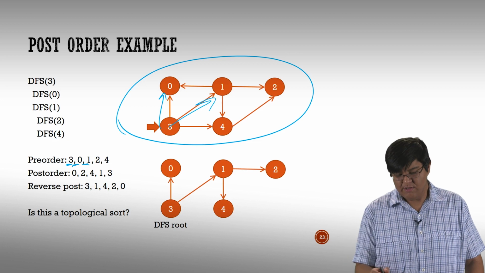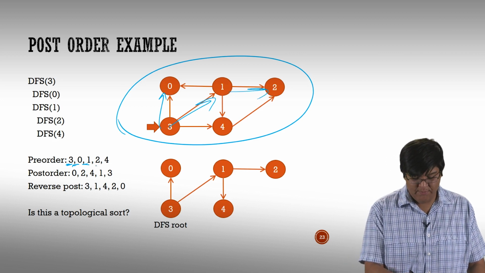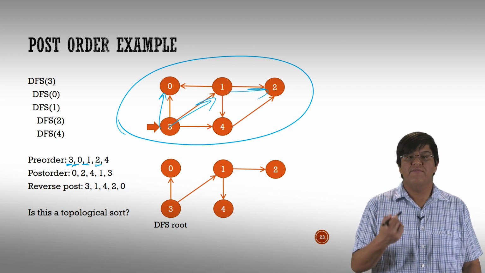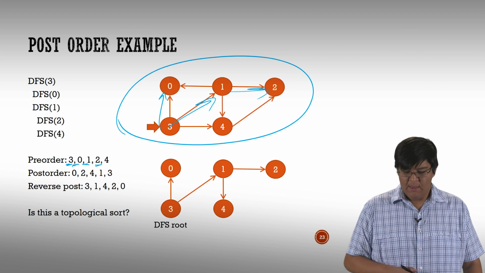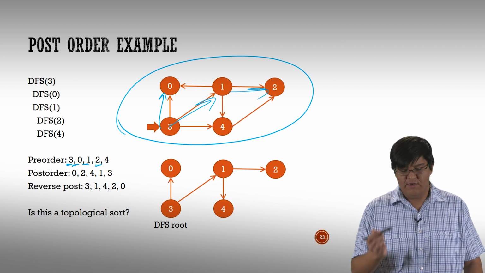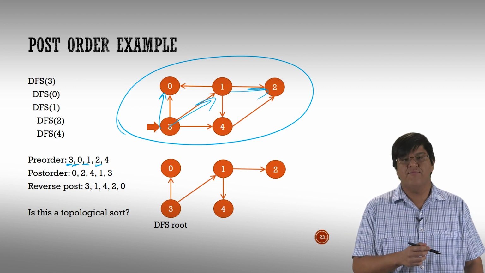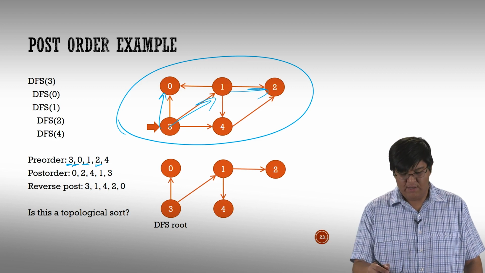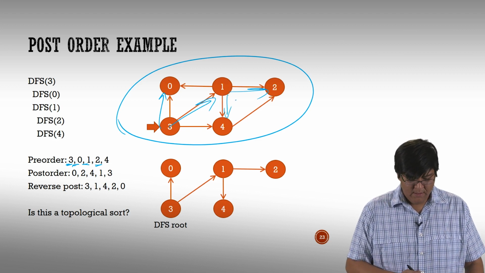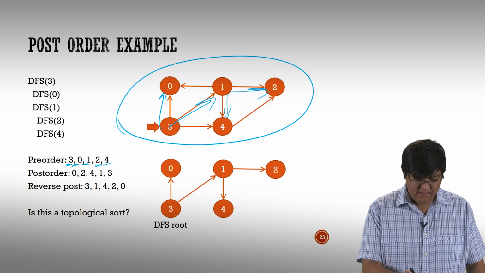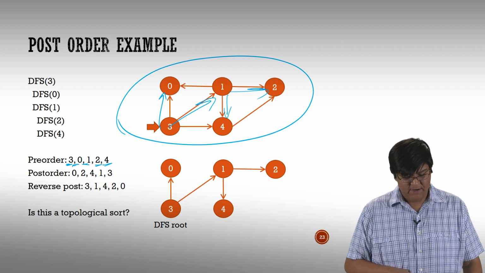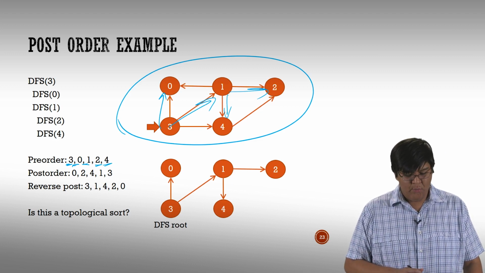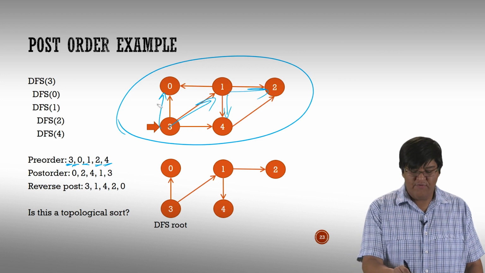Next one I look at is 2, so I go explore 2 and write that down. Pre-order means that as I explore something for the first time, I write it down. So I see 2, and then I'm stuck at 2, so I go back to 1. Well, 1 has one more thing to explore, which is 4. So I go down and explore 4, and I write that down. That's how I get my ordering: 3, 0, 1, 2, 4 is my pre-order traversal.